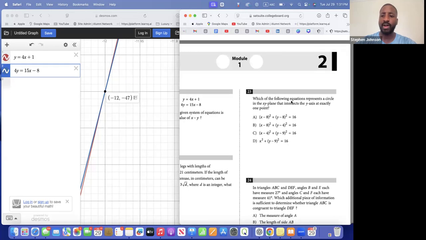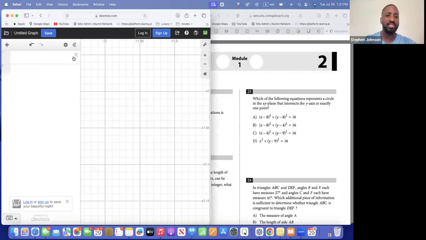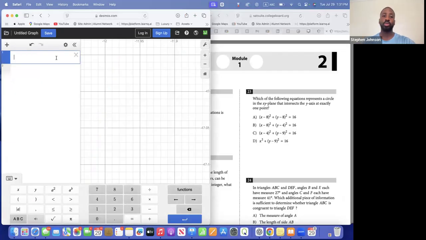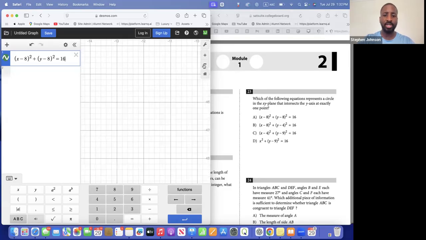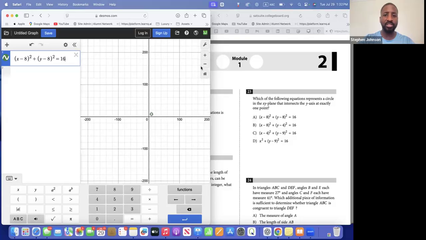Number 23 says, which of the following equations represents a circle in the xy plane that intersects the y-axis at exactly one point? Very interesting. I love these questions. Basically, what this means is that every answer choice will go into Desmos. So when I try choice A, (x minus 8) squared plus (y minus 8) squared equals 16, I'm going to get a circle. Where's my circle? Let me zoom out to find it. There's my circle.